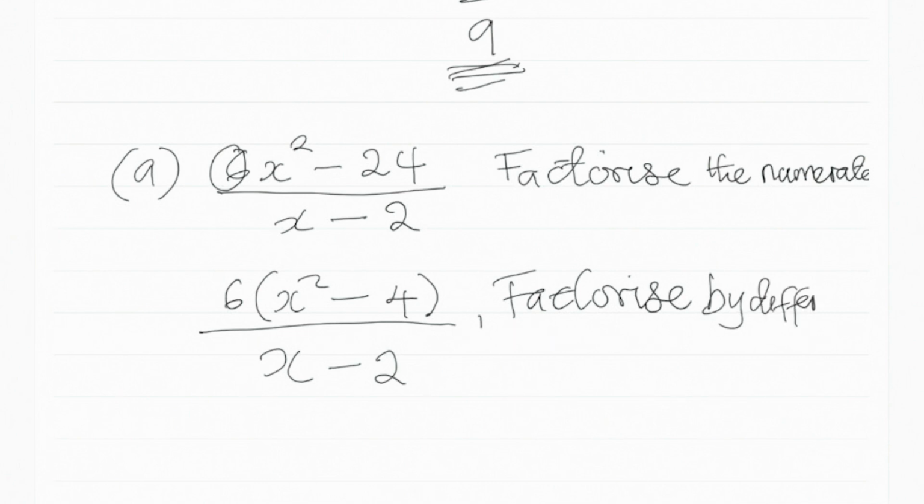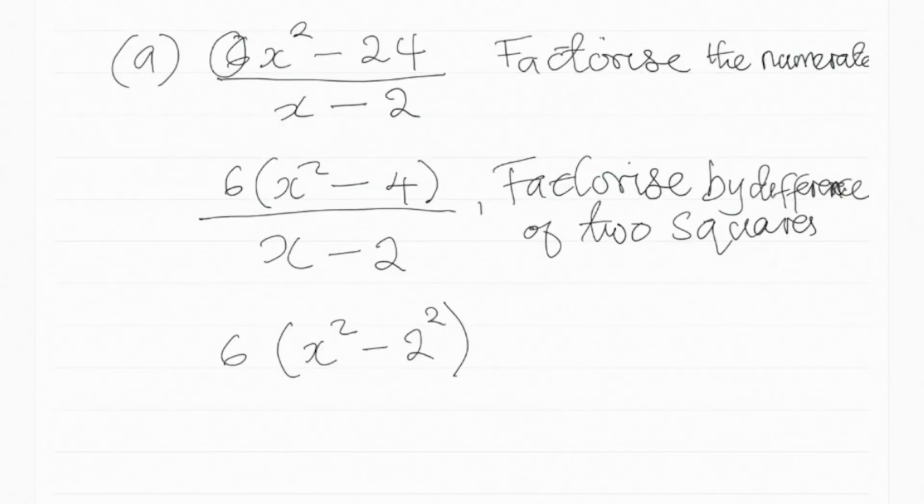Difference of 2 squares. How is it 2 squares? Are we able to see the 2 squares there? Yes, we should be able to see the 2 squares. So this means that we have 6 and x squared minus 2 squared. That's why we're calling it a difference of two squares. Everything over x minus 2.